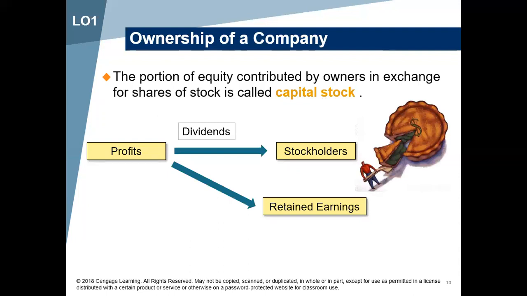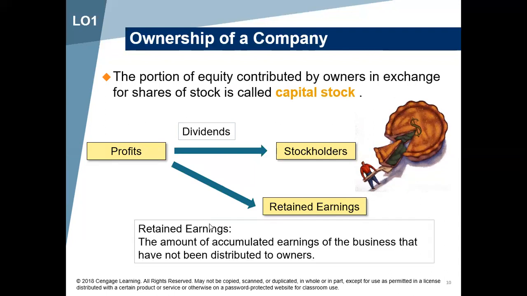Also, after dividends to stockholders, what is left is part of the retained earnings. Why? Because as the word says, retained, you retained all the earnings, to be distributed to your stockholders at the same time. You have appropriated retained earnings for further expansion, for paying obligations. Retained earnings is the amount of accumulated earnings of the business that have not been distributed to owners. So you have dividends and, at the same time, retained earnings.